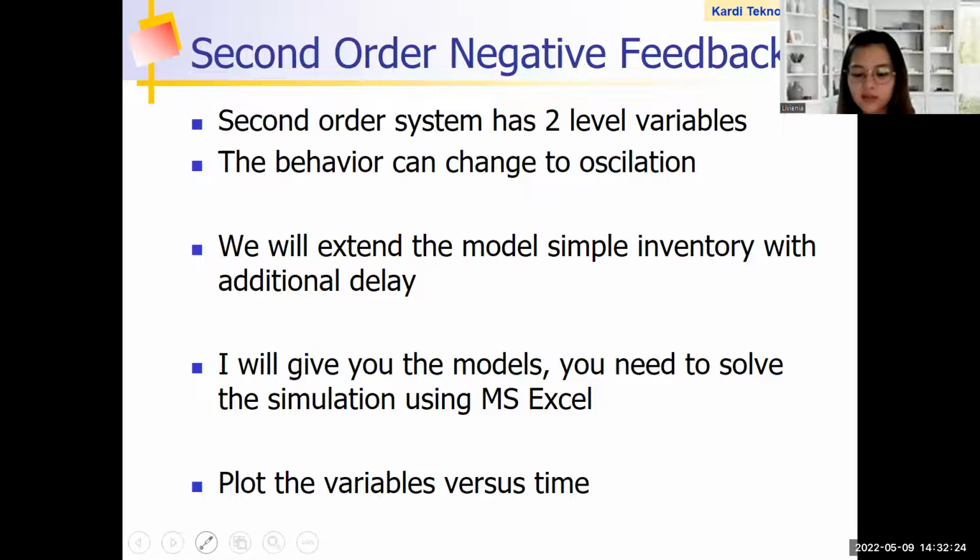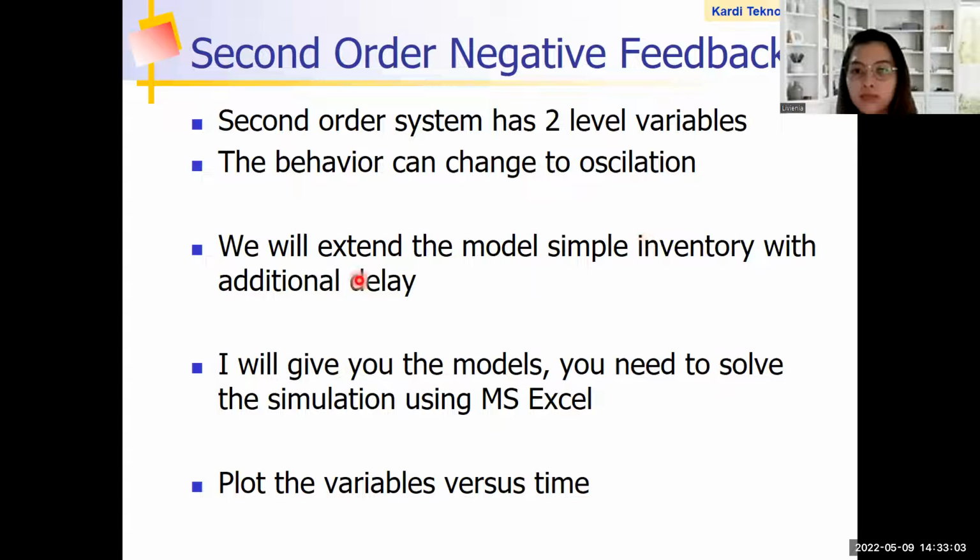Okay. The last one is this. Now, what happens if you have second order? Look, in system dynamics, first order means one level. Second order means you have two levels. Third order means you have three levels. Easy, easy, easy. So the order is just the number of levels. Because this is second order, the behavior will change, it will oscillate.